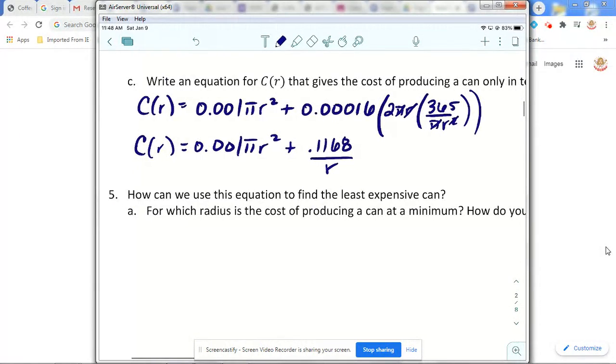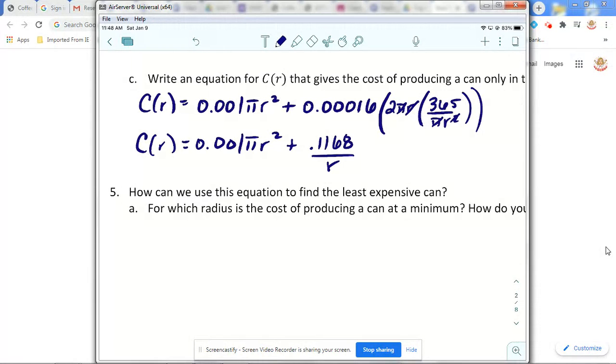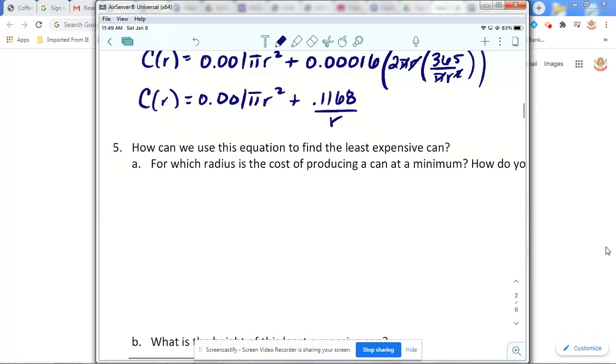All right, so we need to figure out the least expensive can. So we want basically a relative minimum of this. And so we're going to use the first derivative test to find our minimum. So we will first find the derivative. All right, so this first one, we're going to do the power rule. We'll multiply by 2 and take 1 away.